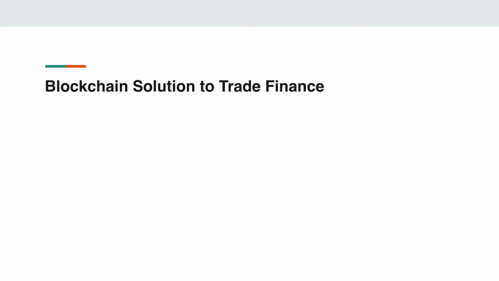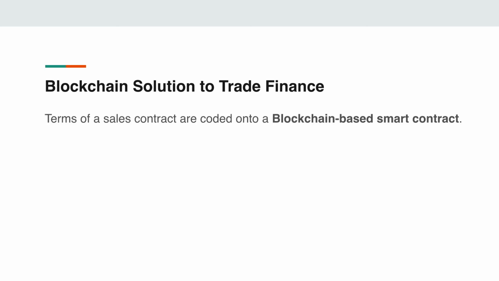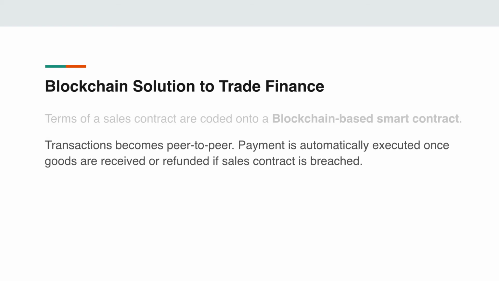How does blockchain come into trade finance? Like we saw in clearing and settlements, where contracts are automated with blockchain smart contracts, in trade finance, terms of a sales contract are coded onto a blockchain-based smart contract. Transactions become peer-to-peer. Payment is automatically executed once goods are received or refunded if a sales contract is breached.